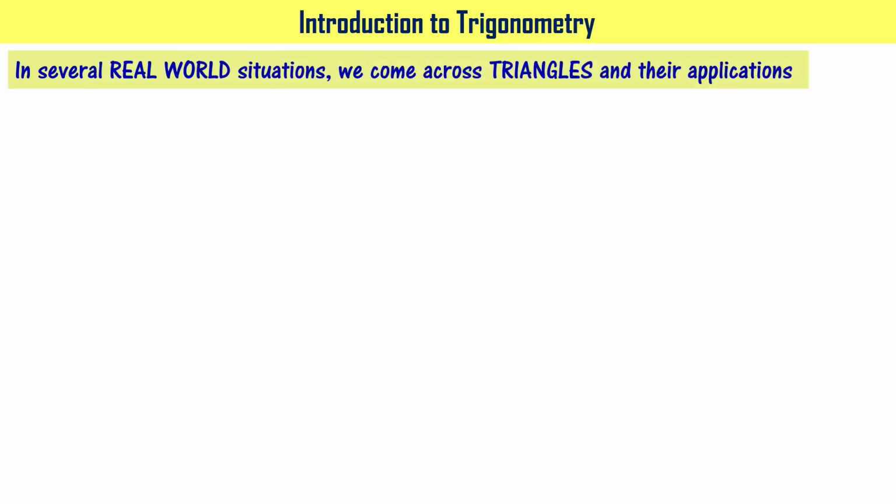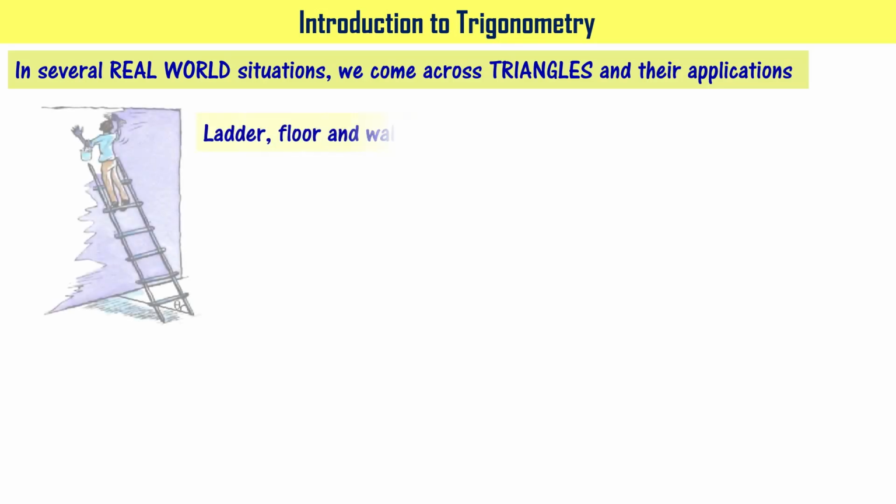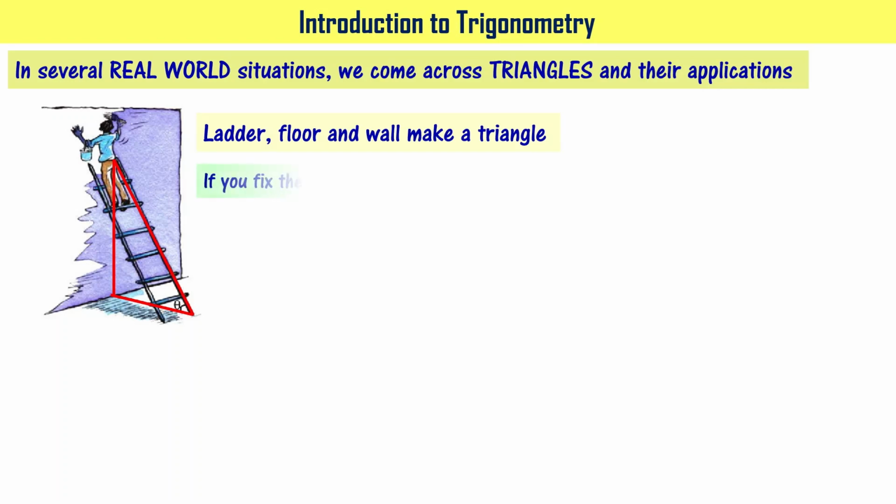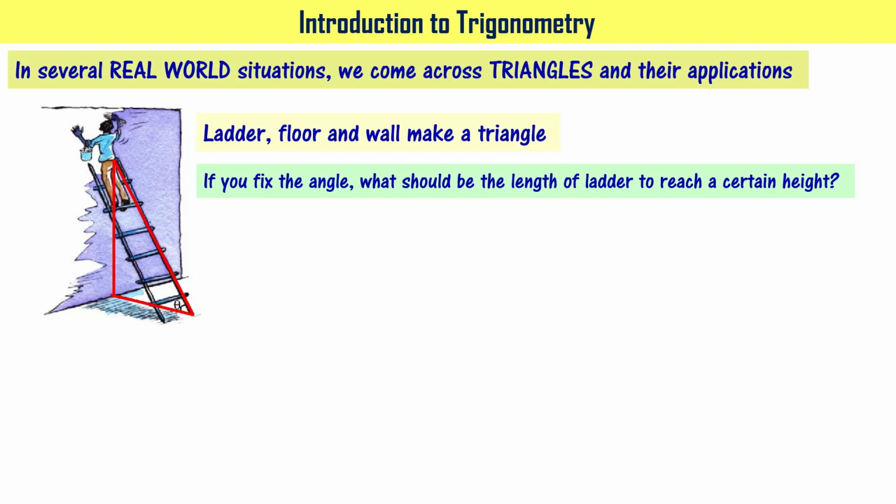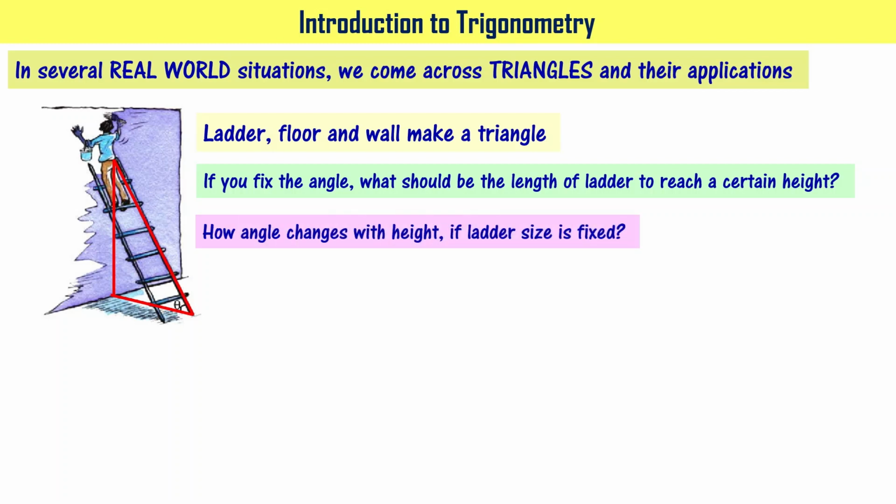In several real world situations, we come across triangles and their applications, right? In this picture, you see ladder, floor, and wall make a triangle, right? When I observe this picture, I can ask the following questions. If I fix the angle, what should be the length of the ladder to reach a certain height? The other question I can think of is how the angle changes with height if the ladder size is fixed.